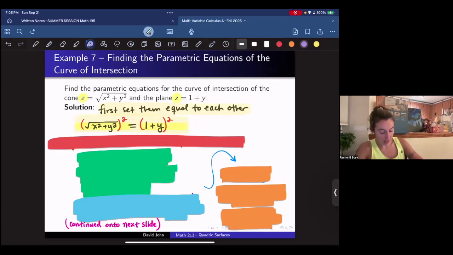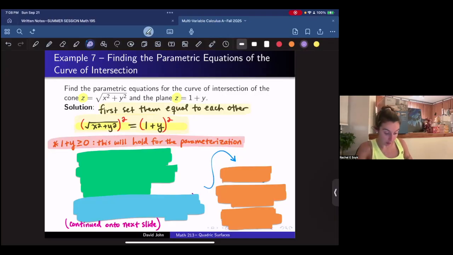And then just to note, we're going to have our 1 plus y be greater than or equal to 0. And we're going to have this hold for the parameterization. Okay. And now let's solve. We want to eventually isolate our y. So first step, square both sides.